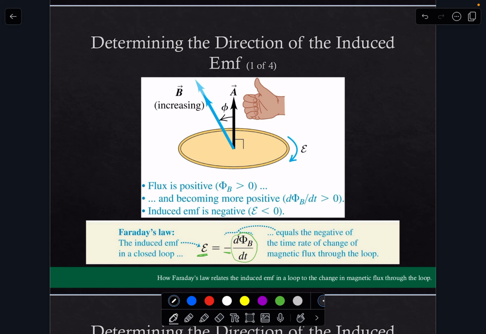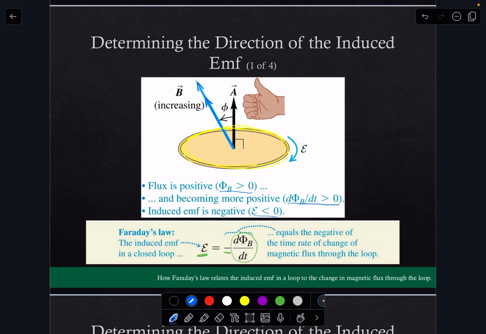So in this situation here, we have a loop of wire, there's no current yet, right? We're going to apply a magnetic field out of that loop, and we're going to increase the magnetic field. What's happening to the flux? We're increasing the flux, okay? The flux is positive because it's pointing out of the page. We're increasing the flux, and therefore the induced EMF will be negative.